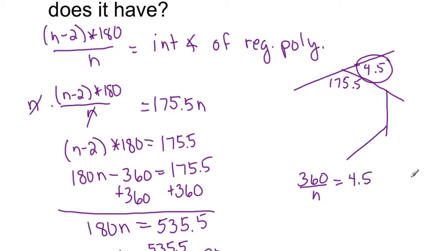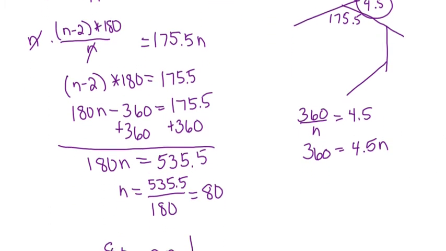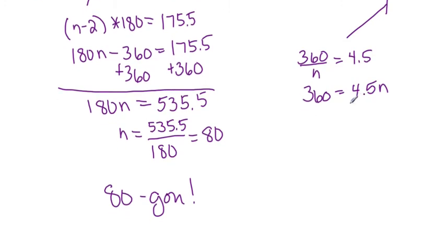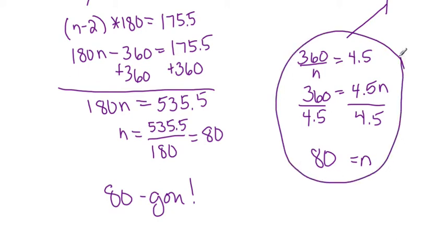And now we're following the same procedure as we did in the last example. So we're going to multiply both sides by n. I'll get 360 equals 4.5n. And then I will divide both sides by 4.5. And I get n equals 80. Comes out exactly the same as what we did over here.